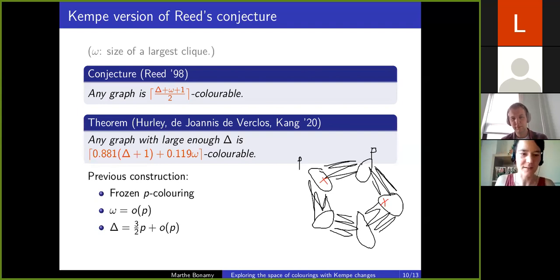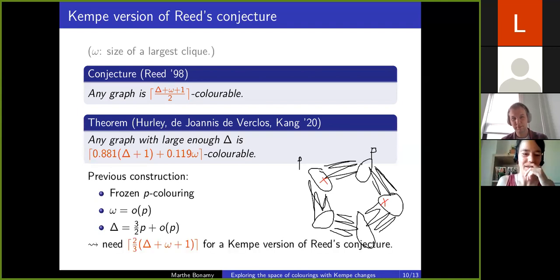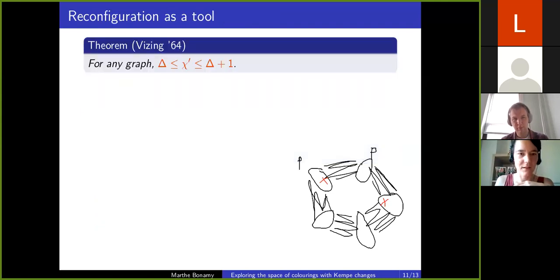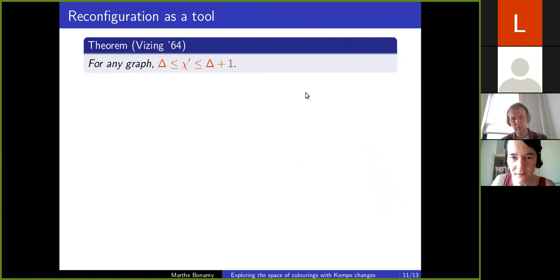Here, factors matter. Anyway, so let me tell you about something completely different now. Still recurring, but things from a different point of view. Oh yeah, sorry. So just saying, you need 2/3 if you're going to go for a Kempe version of that. So I want to tell you about... Sorry, I'm just deleting my drawings. Okay, sorry.